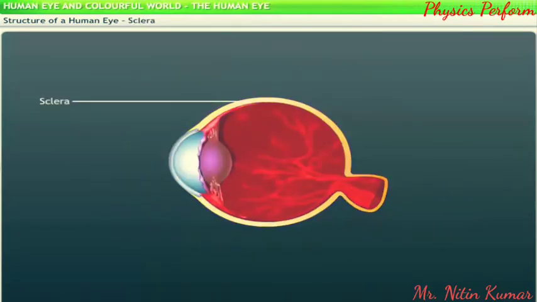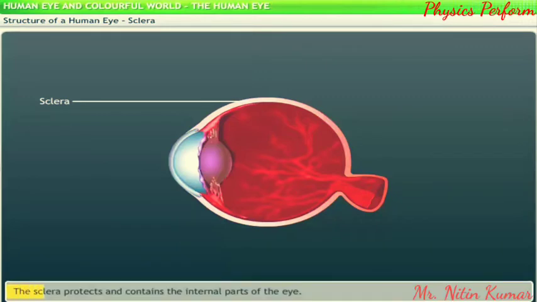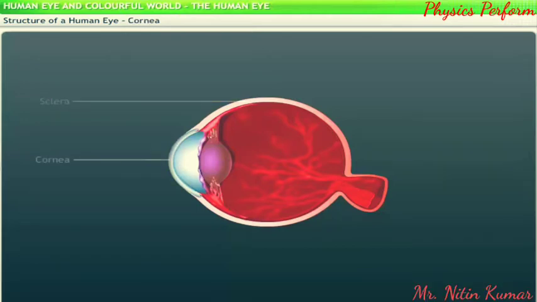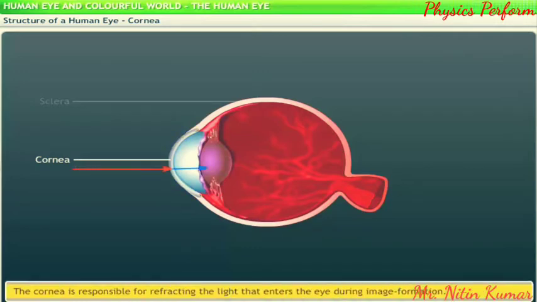Let's start with the sclera, or sclerotic. Sclera is a tough white fibrous tissue that protects and contains the internal parts of the eye. The next part is the cornea, a tough membrane covering the front surface of the eye that is bulged out. The cornea refracts the light that enters the eye.